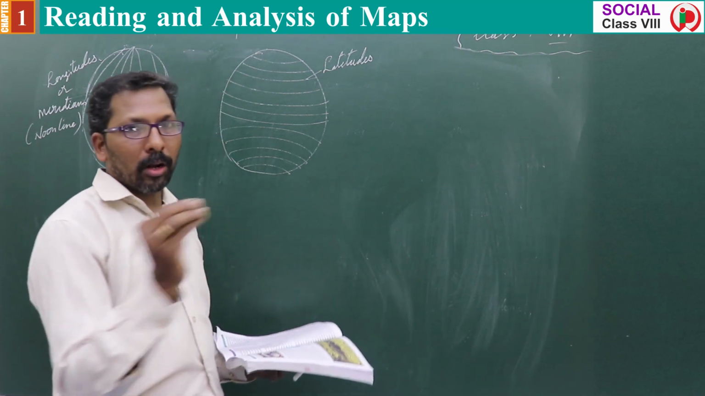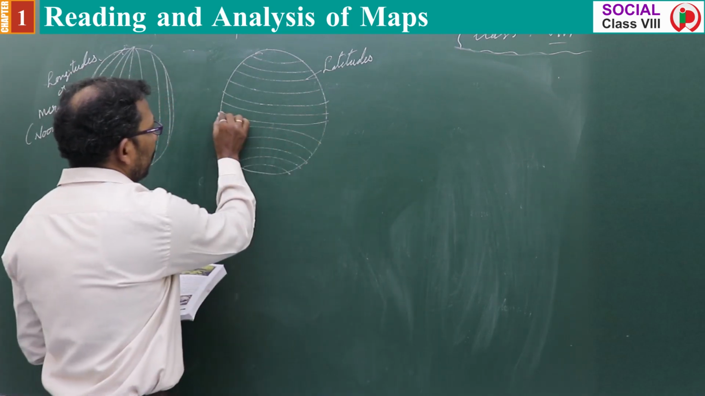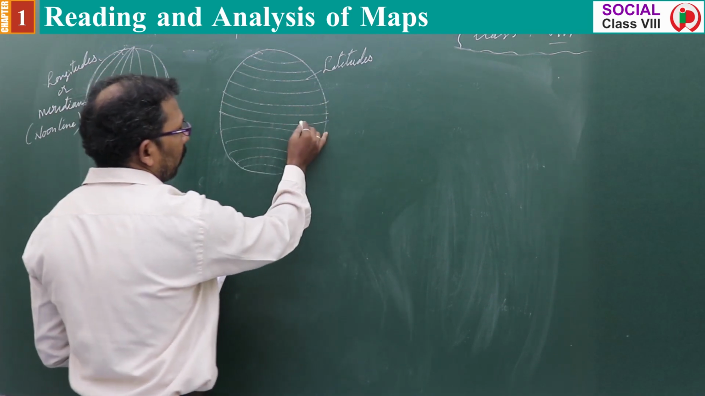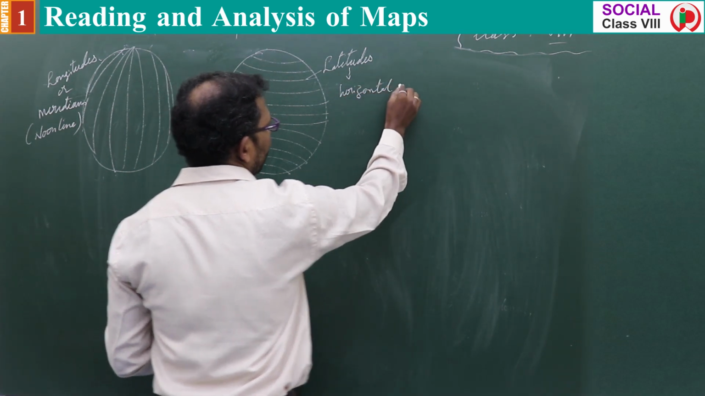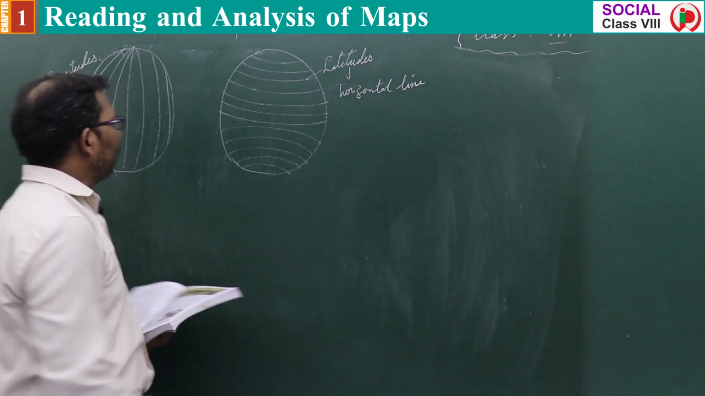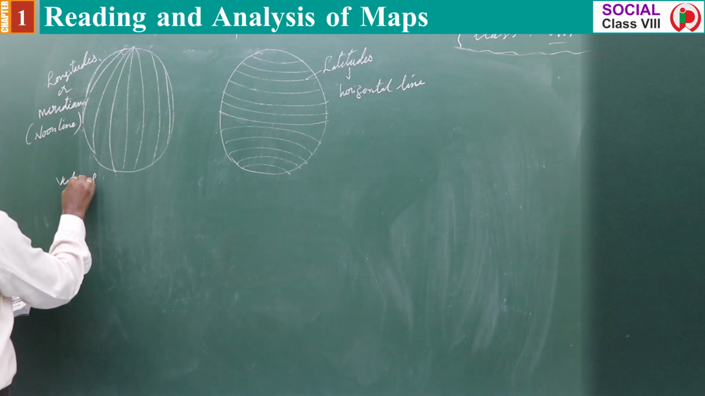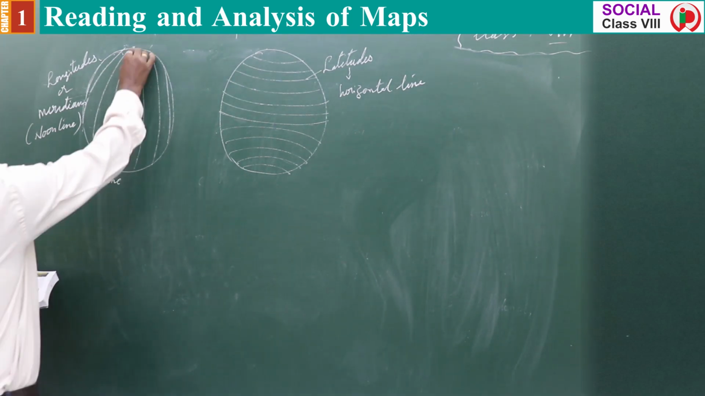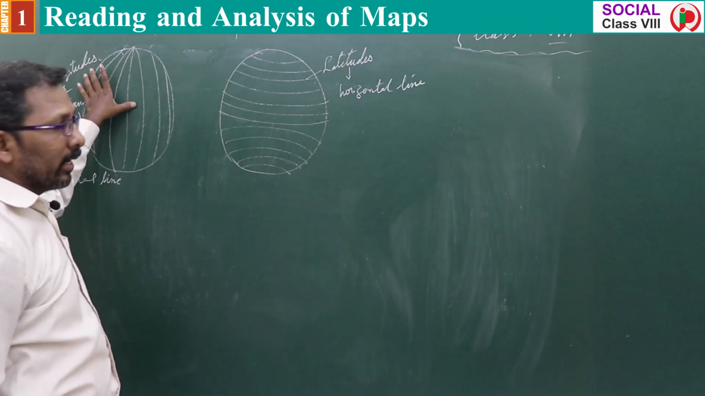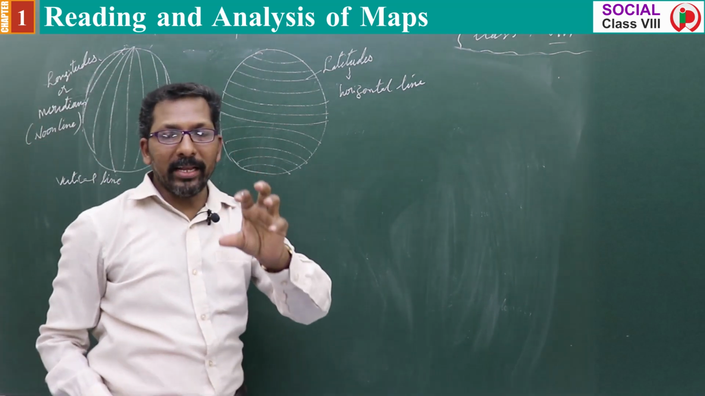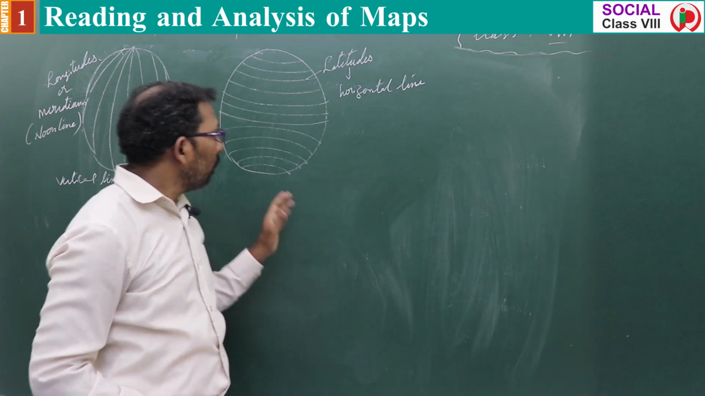So what are latitudes and what are longitudes? Latitudes are the horizontal lines drawn on the globe, whereas longitudes are vertical lines. Vertical means what? Drawn straight. So with the help of latitudes and longitudes, they were able to locate the places very easily. Who? The Greeks. Okay, so now how do they locate?